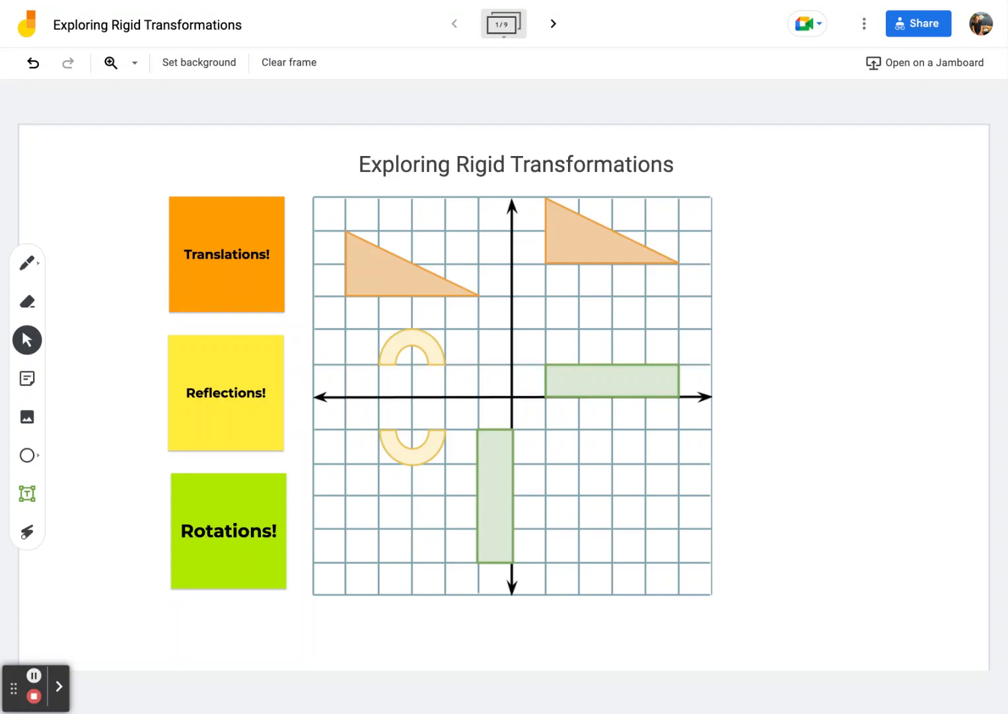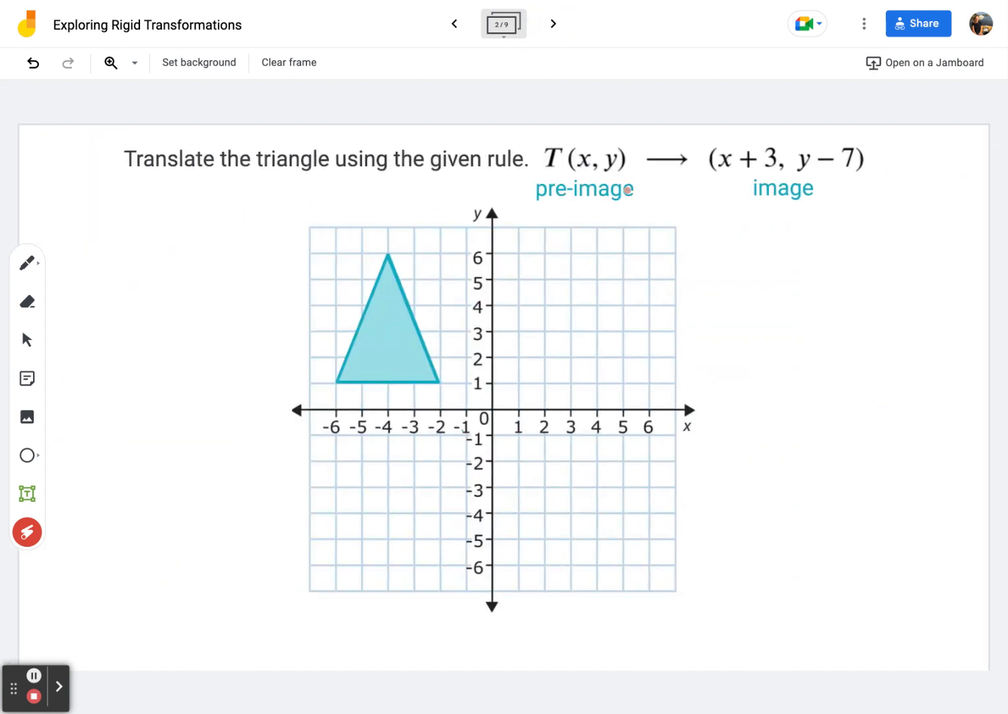In this lesson, we will explore rigid transformations. There are three types of rigid transformations: a translation, or a slide; a reflection, which is a flip; or a rotation, which is a turn. Let's start with the translation, given to us in symbolic form.